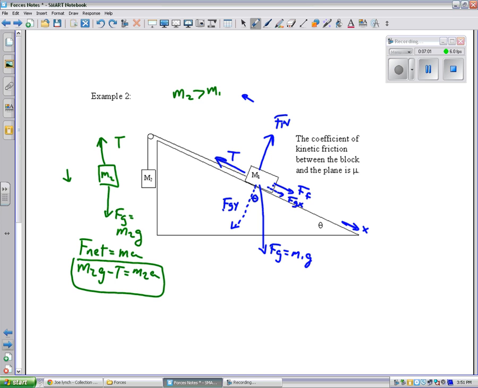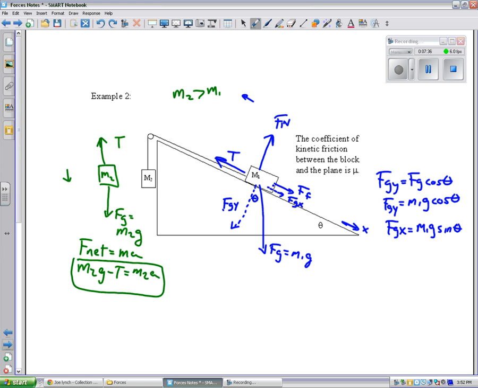So over here, I'll make a note that FGY is going to be FG cosine theta. Nice. Okay, so that's going to be M1G cos theta. And I can't neaten it up any. That's the best I can do with it. FGX is going to be this mg, but now it's going to be sine theta. So M1G sine theta.